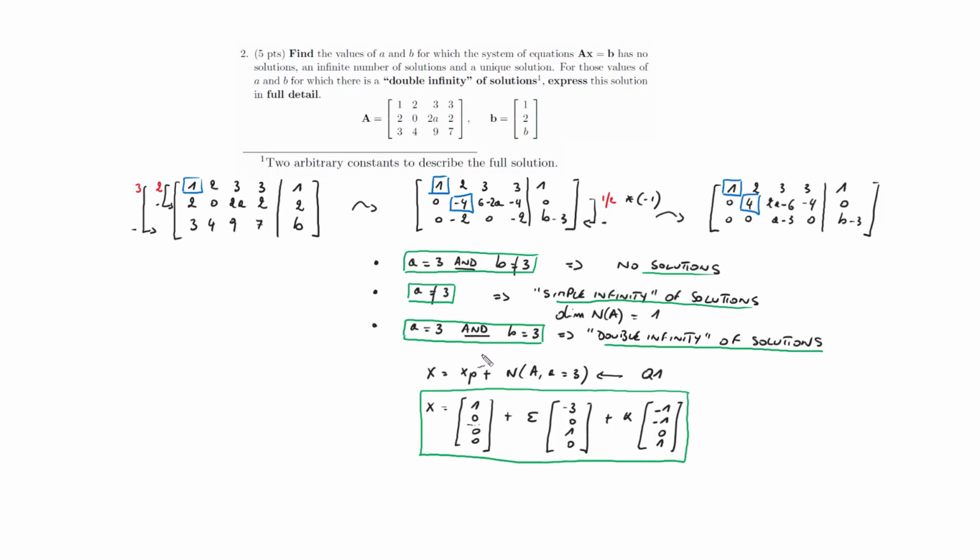How can you find the solutions? Well, you have to take a particular solution. This is really simple. You take these 2 elements over here and you stack n minus r. N is equal to 4 here, r is equal to 2, zeros below, and then you add the null space. The null space when A is equal to 3, and this from the previous question, question 1, you know that this is this thing over here. So now we have described in full the solution for the case where A is equal to 3, B is equal to 3, where we have a double infinity of solutions.